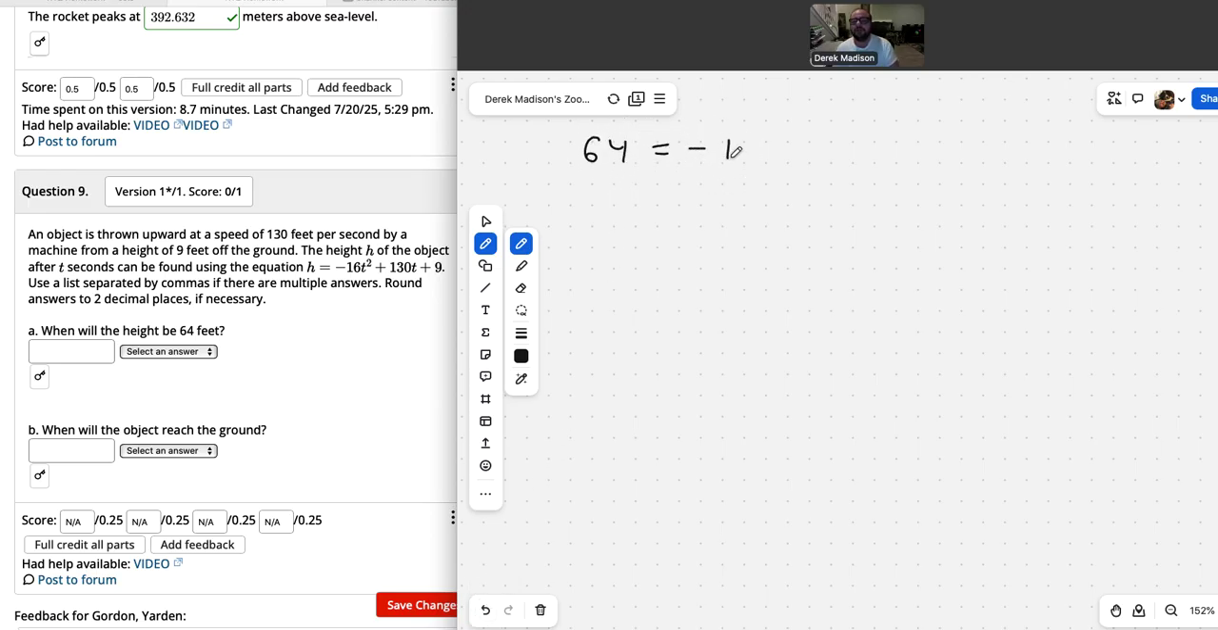64 equals negative 16t squared plus 130t plus 9. So they're asking when the height would be 64 feet, so I'm plugging that in for h.